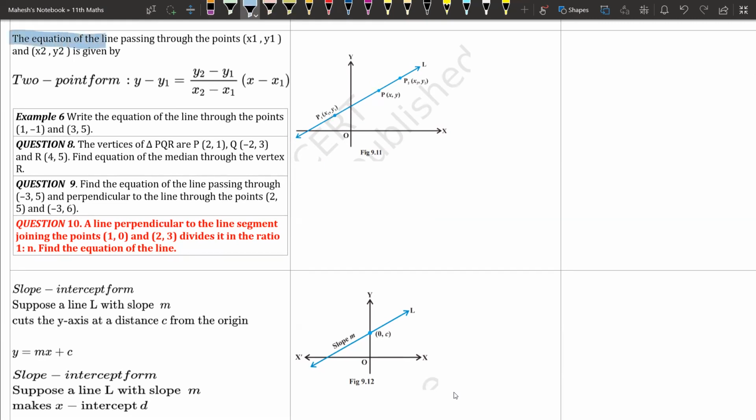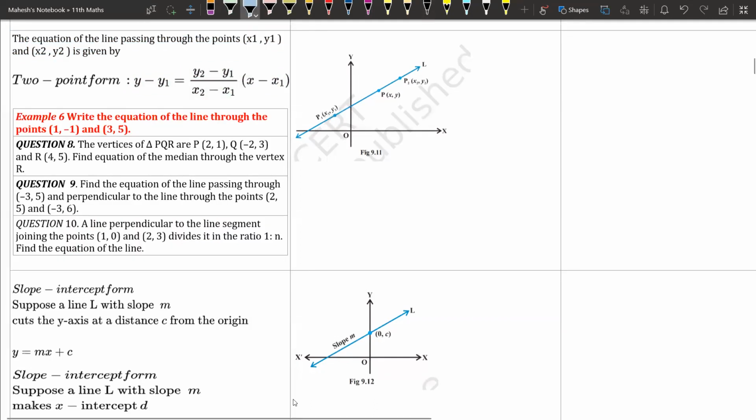So once again, the equation of a line passing through two points, say (x1, y1) and (x2, y2), is given by this formula: y minus y1 is equal to (y2 minus y1) over (x2 minus x1), multiplied by (x minus x1). So let's take one example based on this.